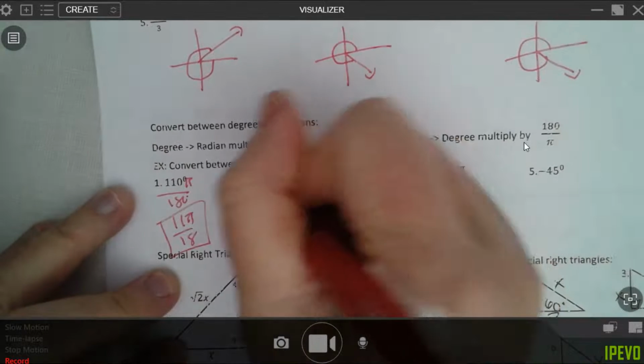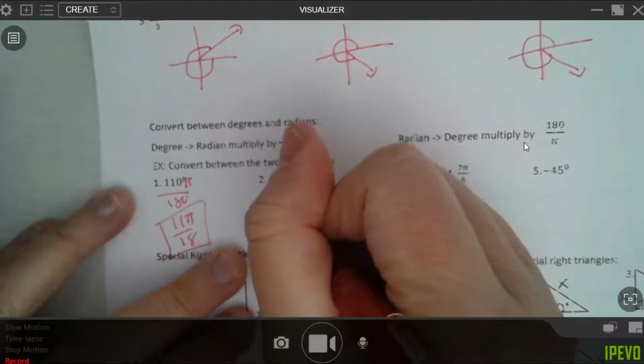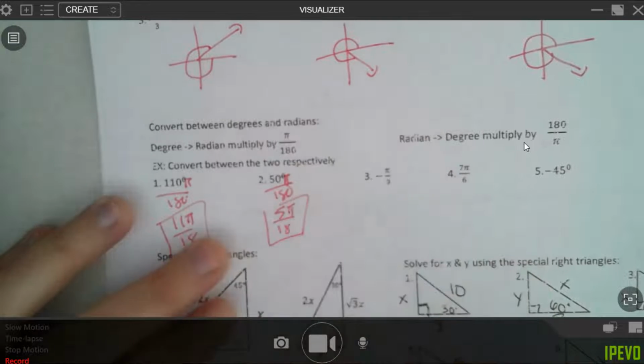So this is 150 pi over 180. So that would just be 5 pi over 18. Just knock off your ones, your zeros.